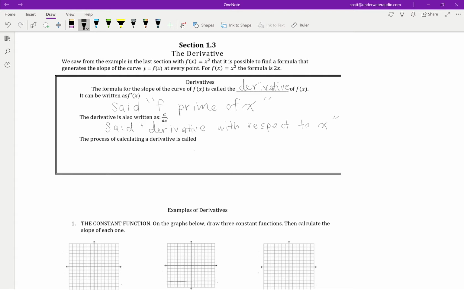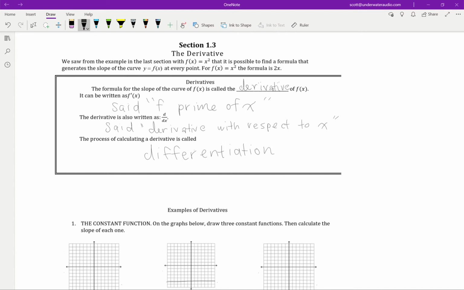Okay, and when we go through this process of trying to find the derivative or calculating the derivative, it's called differentiation. I hope I'm not being annoying, but I find that it's very helpful to have things repeated. So I want to repeat one more time. A derivative is the formula that gives you the slope of a curve.